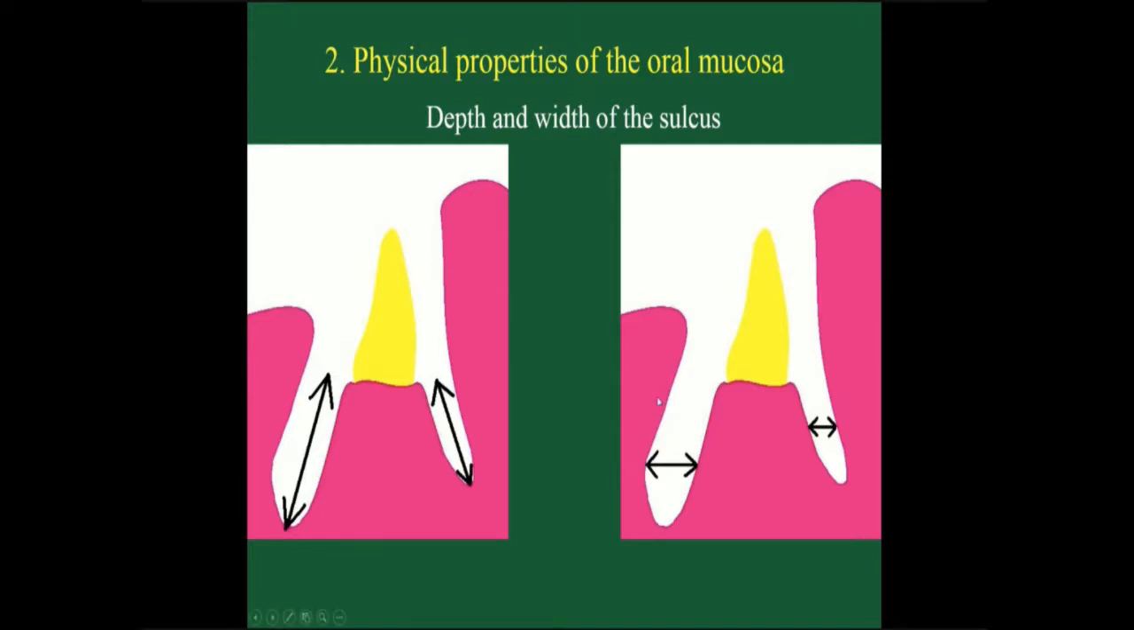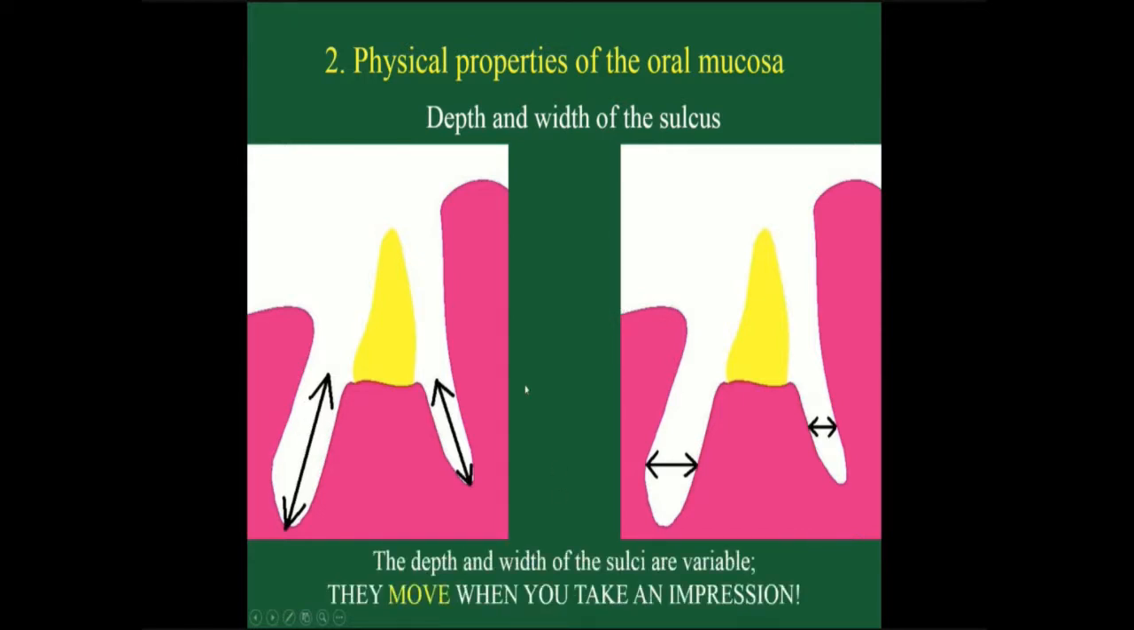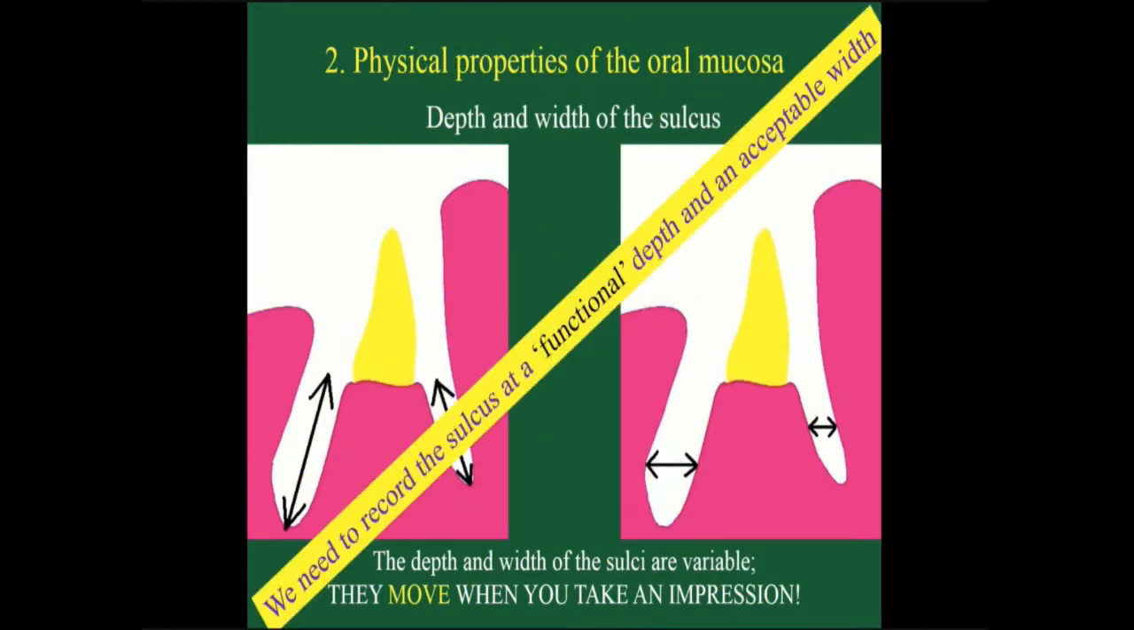So the functional depth of the sulcus and the width of the sulcus move when you take an impression. They change shape when you put impression material in there. What we want to do is control the changes in shape so we get an impression of the mucosa in the position we want it. So we need to record what we call the functional depth of the sulcus, and we need to record an acceptable width to the sulcus.